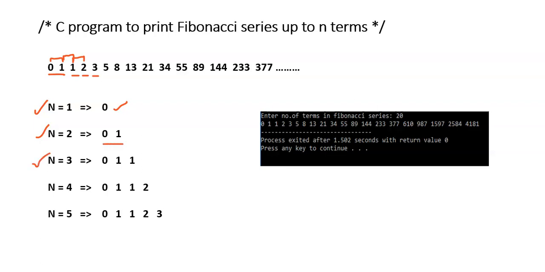If n value is equal to 3, then the series will get 0, 1, 1. If we want to print only 4 terms, then we get values 0, 1, 1, 2. And if we want to print 5 terms, then we get the series 0, 1, 1, 2, 3. Likewise, we can print as many values as we want. This is the sample output here. If we give n value 20, then we get values 0, 1, 1 and so on.